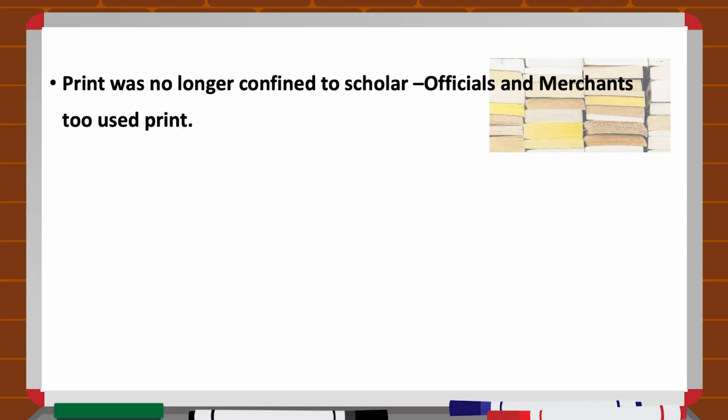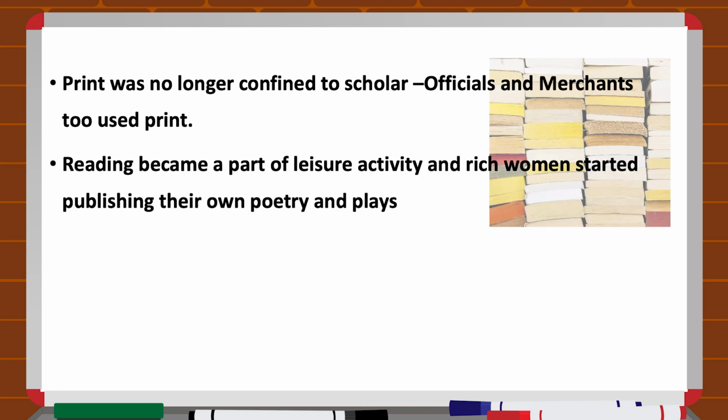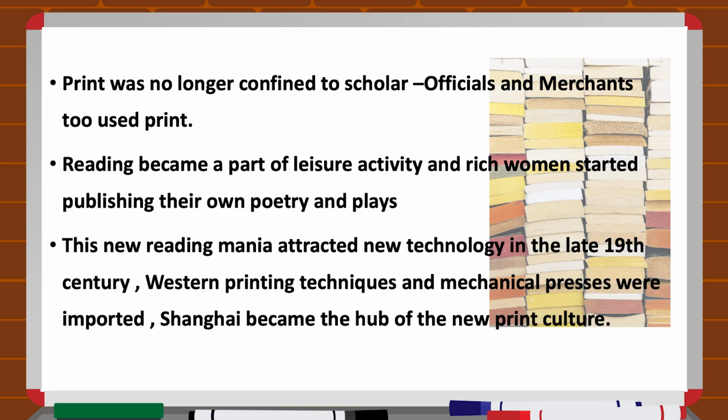Print was no longer confined to scholar officials; merchants also used print while collecting their trade information. Reading became a part of leisure activity, and rich women started publishing their own poetry and plays. This new reading mania attracted new technology in the late 19th century. Western printing techniques and mechanical presses were imported. Shanghai became the hub of the new print culture.